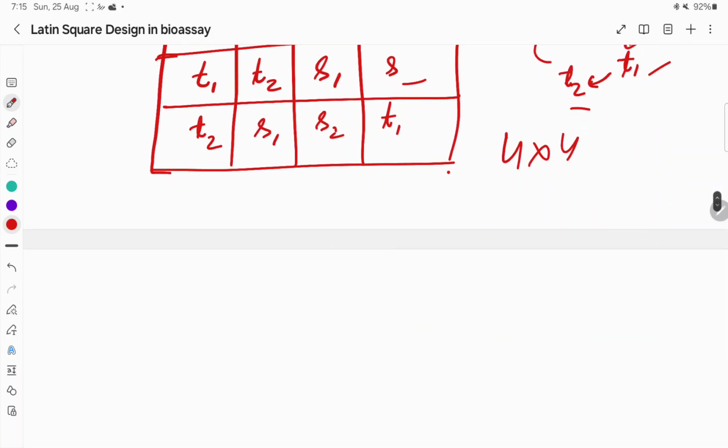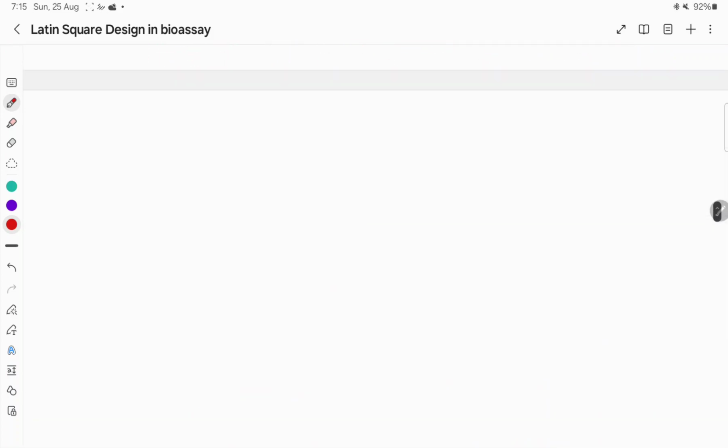So this is all about the application of Latin square design in bioassay.